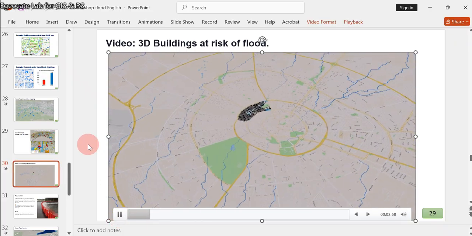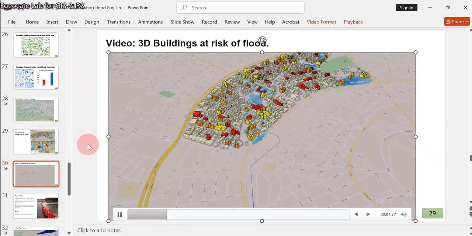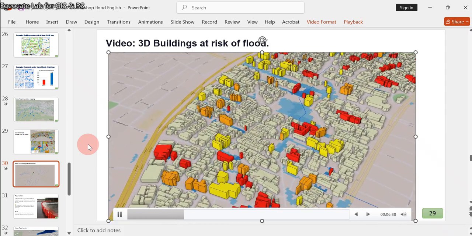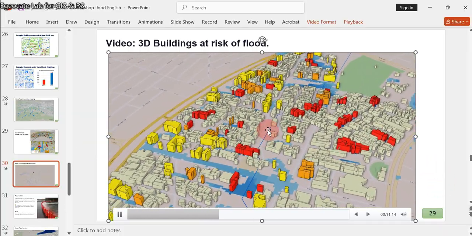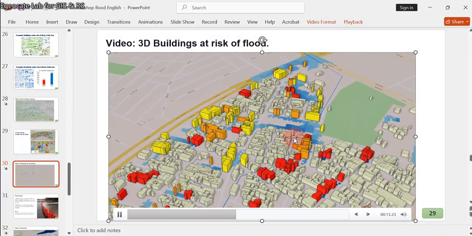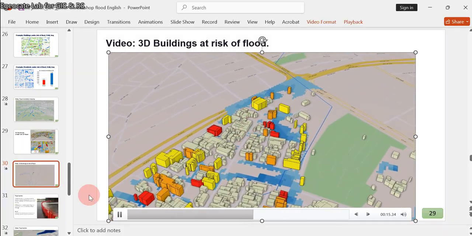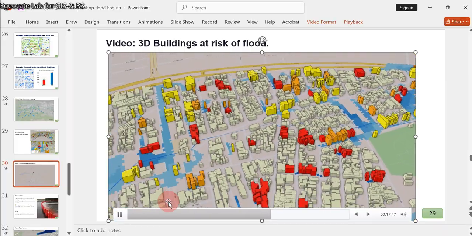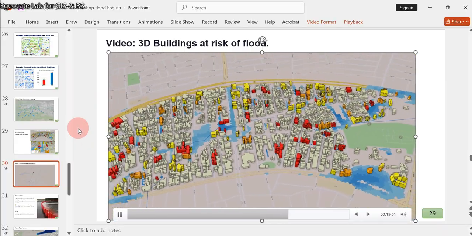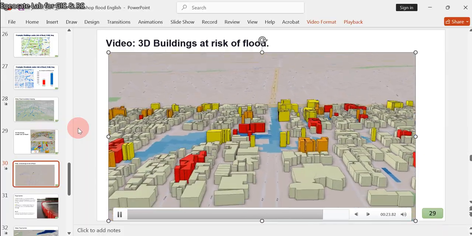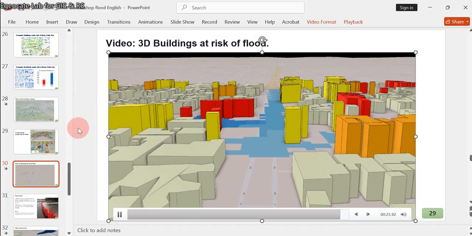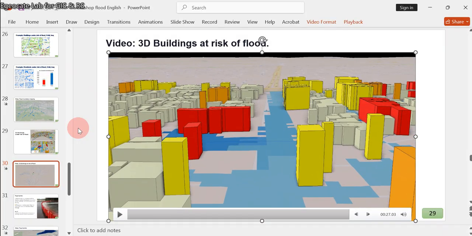And we created also a video for this, as you see here. This is the buildings at risk of flood, and doing a symbology for it. For example, the red ones are at very high risk of the flood, and the blue areas are flooded areas. You can create this, even the simulation, even the video animation, by using ArcGIS Pro 3.5.